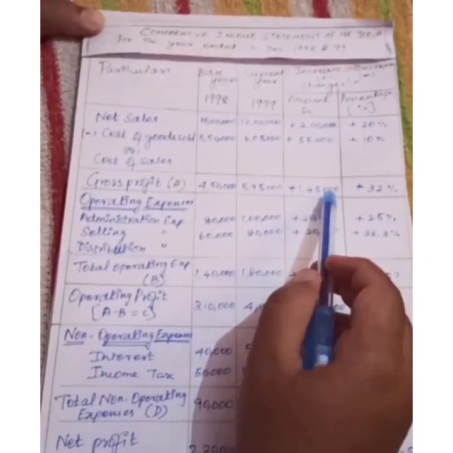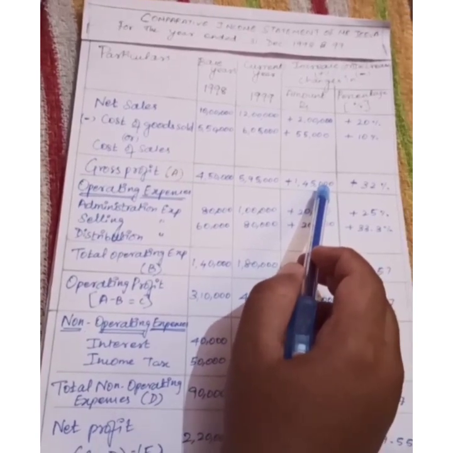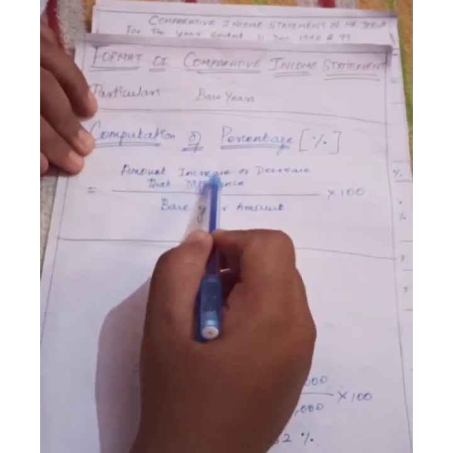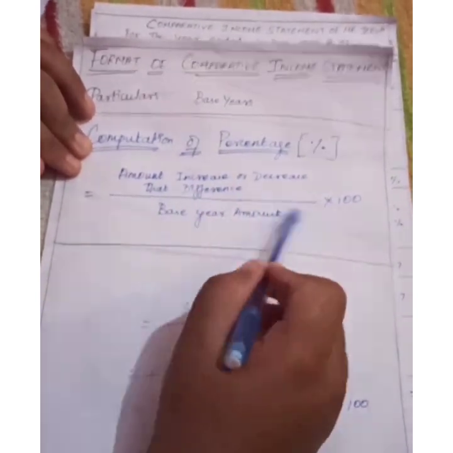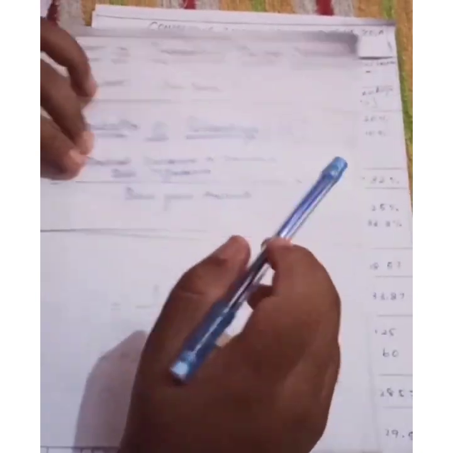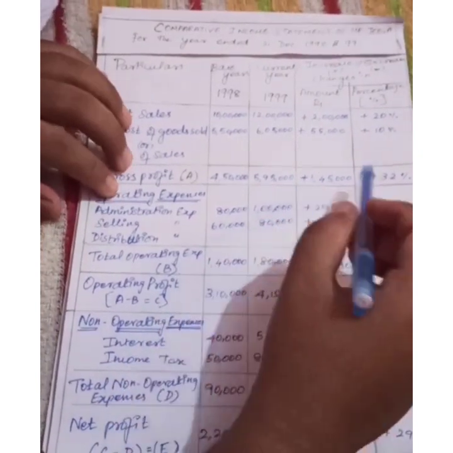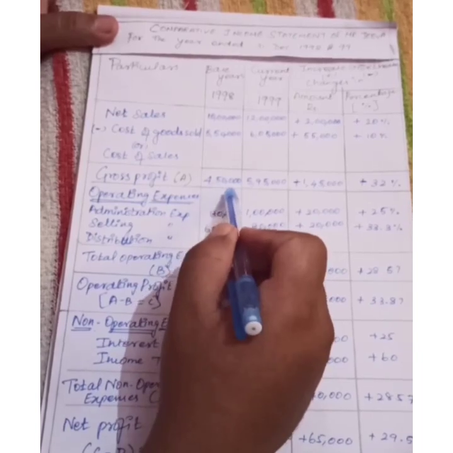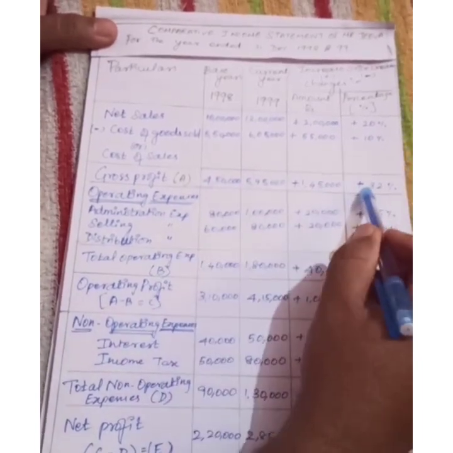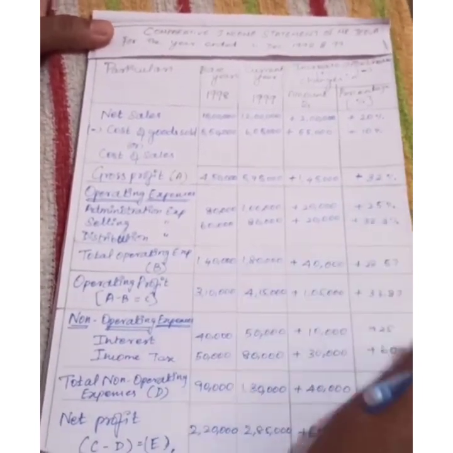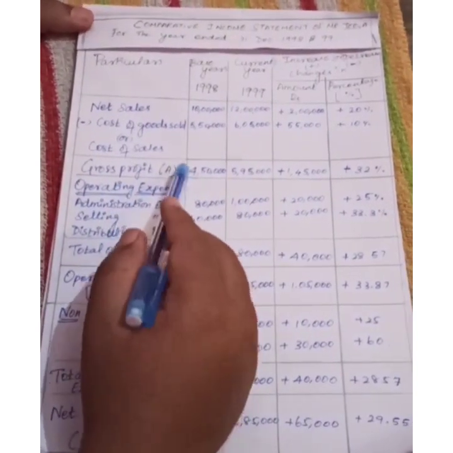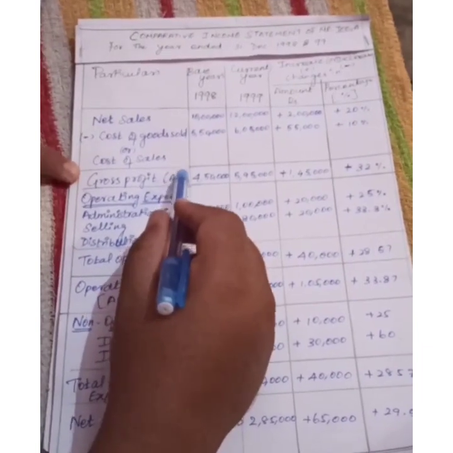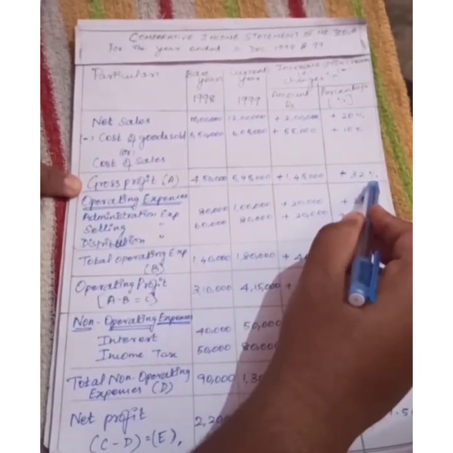I am using the percentage formula to compute the percentage. Amount of increase or decrease, the difference, divided by base year into 100. Okay, now also I am using the formula to get the percentage. 1,45,000 divided by 4,50,000 into 100, getting 32% here. Next, I move on. This is the one solution to get there. I specify that as alphabet A, gross profit.